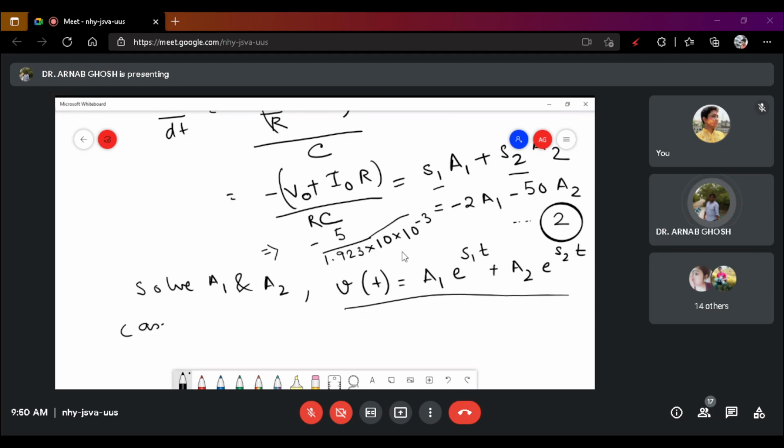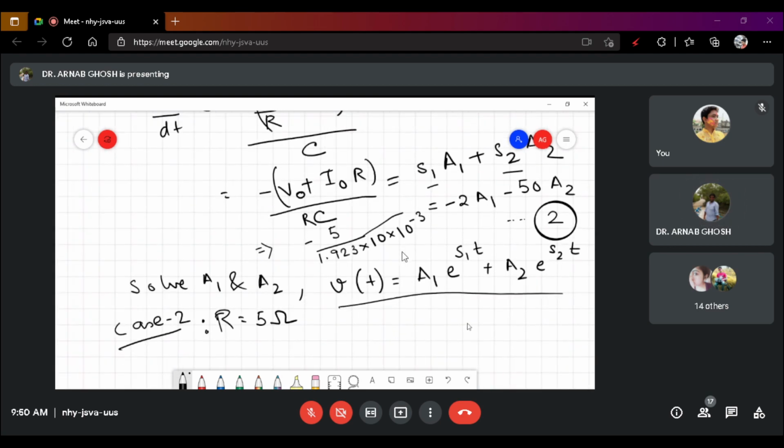We are moving on to case 2. So what is case 2? What is R given in case 2? R has been given as 5 ohms. Okay, so in case 2, your R is given as 5 ohms. Okay, first part clear? So this is the second case.